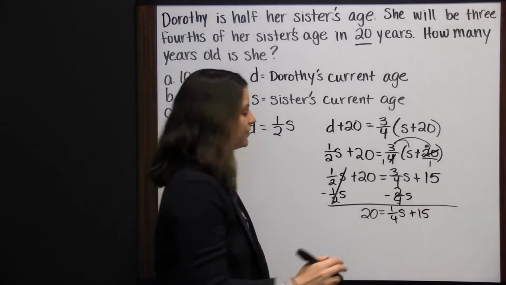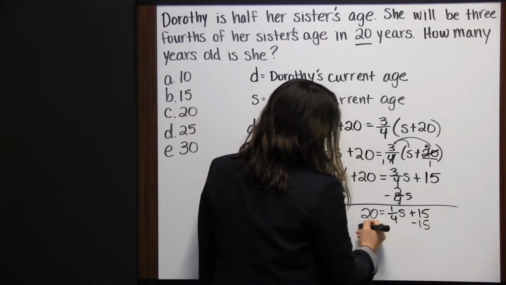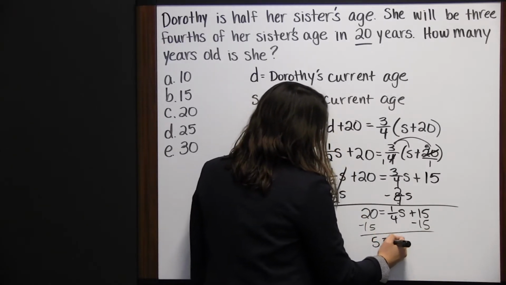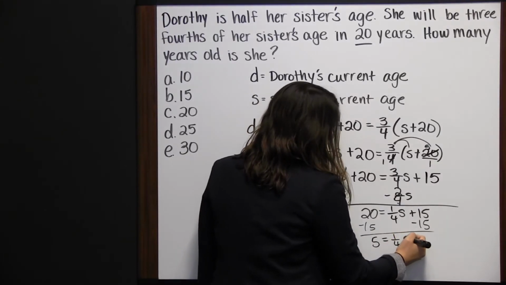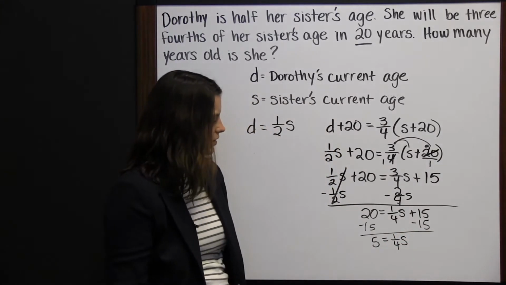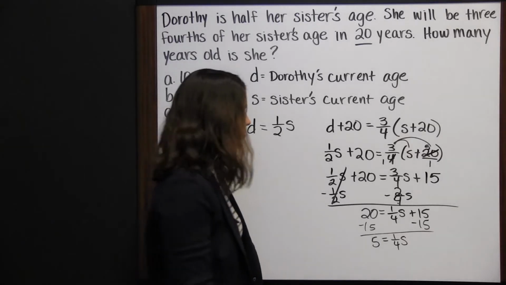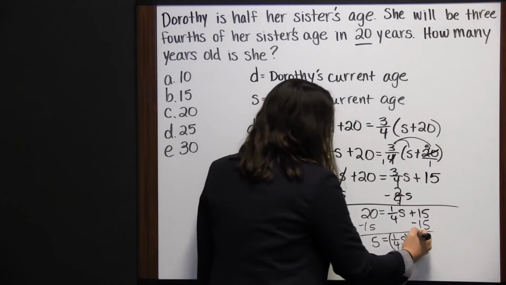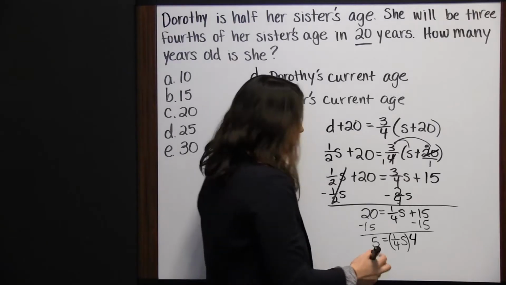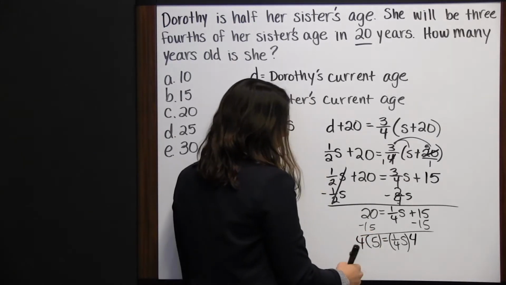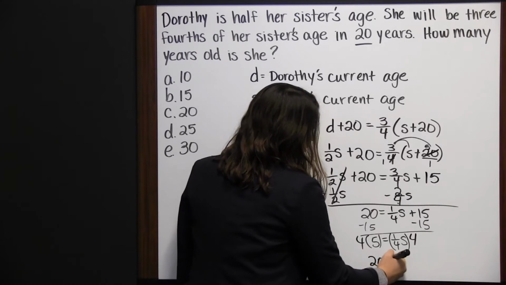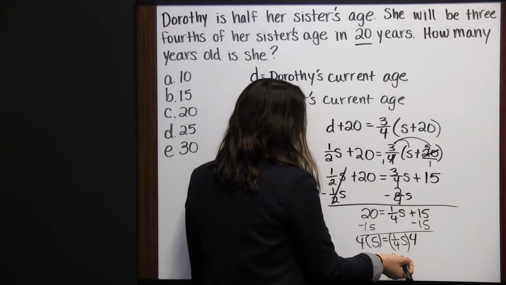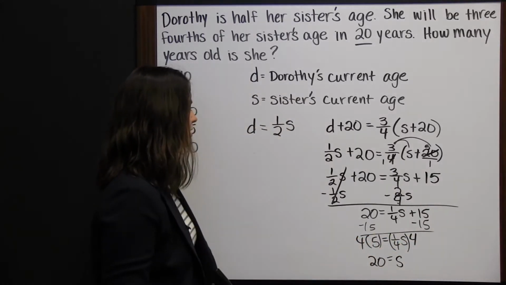Next, I need to subtract 15 from both sides. 20 minus 15 is 5, and 5 is 1/4 of the sister's age. So finally, I need to multiply both sides by the multiplicative inverse of 1/4, which is 4 over 1, or just 4. So multiply both sides by 4. 4 times 5 is 20, and 20 is her sister's age. A fourth of 4 is 1. So we're left with S, the sister's age.